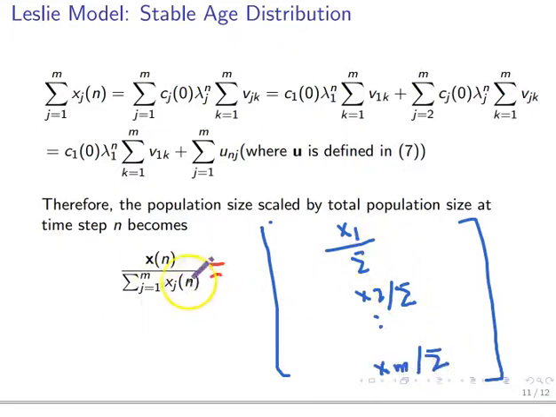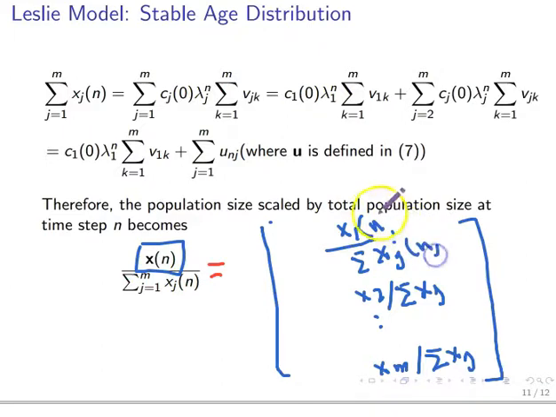The summation of what? The summation of the xj's. So what you're doing here is dividing every entry of x by the total of all the entries, right? And this is evaluated at the time step in question, at the n-th time step. So x1 at n divided by the summation of all x sub j's at time n, and similar for the next entry.